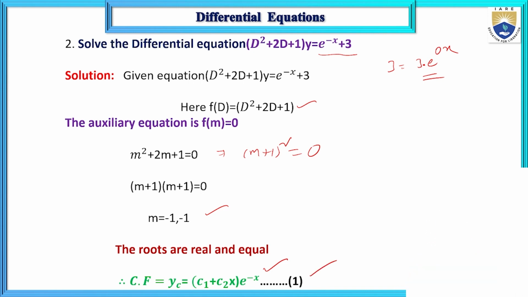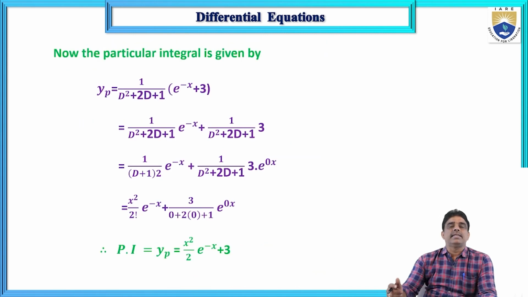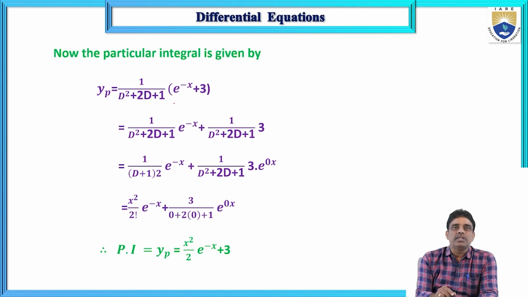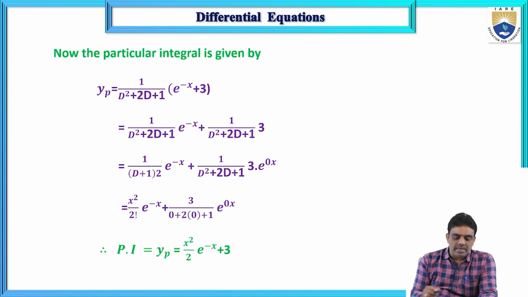Now we need to find the particular integral, that is yp. The particular integral is given by yp equal to 1 by D square plus 2D plus 1 of e power minus x plus 3. So here we have to operate the function 1 by D square plus 2D plus 1 on two functions: one is e power minus x and the second one is 3. So I can split this into 1 by D square plus 2D plus 1 of e power minus x as one term, plus 1 by D square plus 2D plus 1 of 3. So 3 can be written as 3 into e power 0x in the next step.